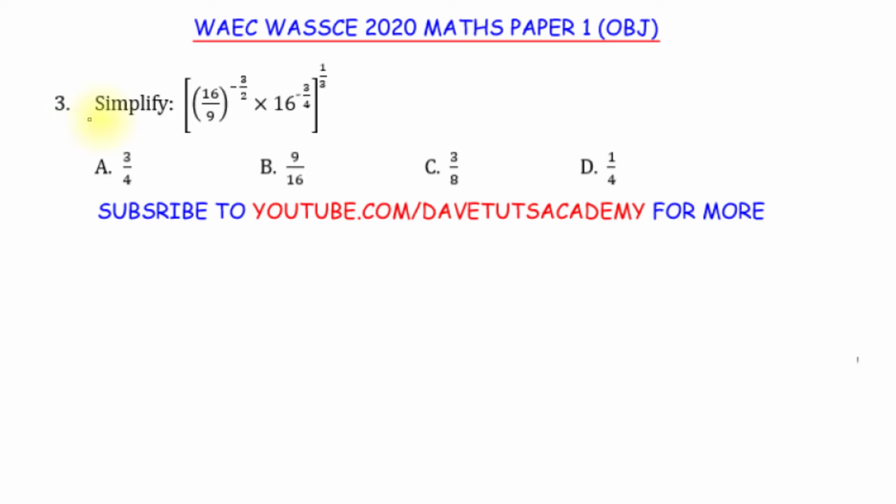In this question, we're asked to simplify 16 over 9 raised to power minus 3 over 2 times 16 raised to power minus 3 over 4, all of this in bracket raised to power 1 over 3. Now, this is a classical question that is going to test our understanding and our application of the rules of indices. And if you notice, we are having a fractional power. We're also having a negative power.